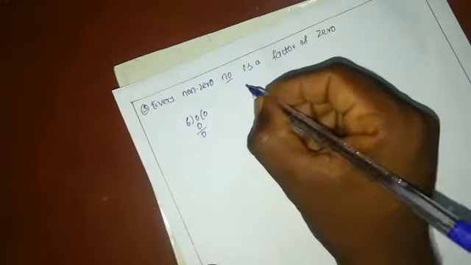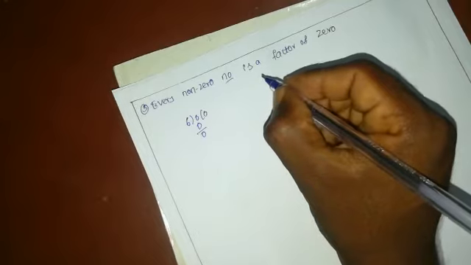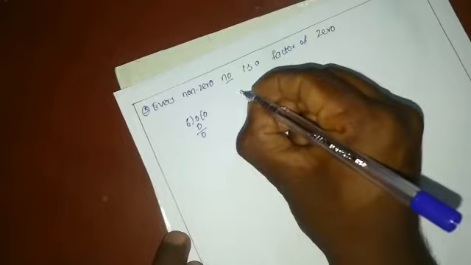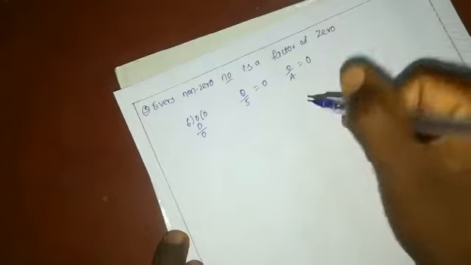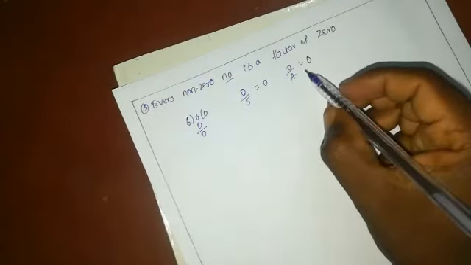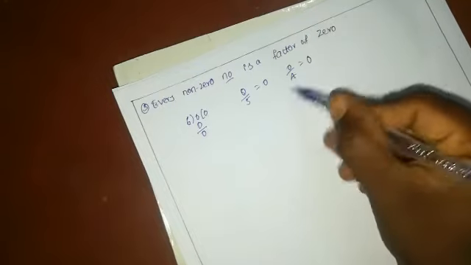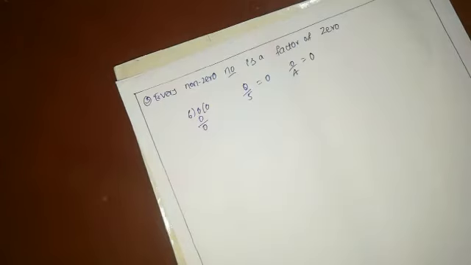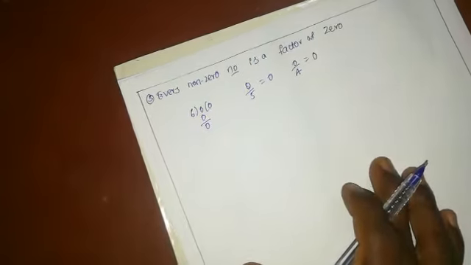The 0 is divisible by every number, and then we get 0. For example, 0 divided by 5 we get 0, 0 divided by 4 we get 0. So every non-zero number is a factor of 0. Every natural number is a factor of 0. This is the third property. What is a factor? A factor is a number which divides a given number exactly without any remainder. These are all the properties of factors.